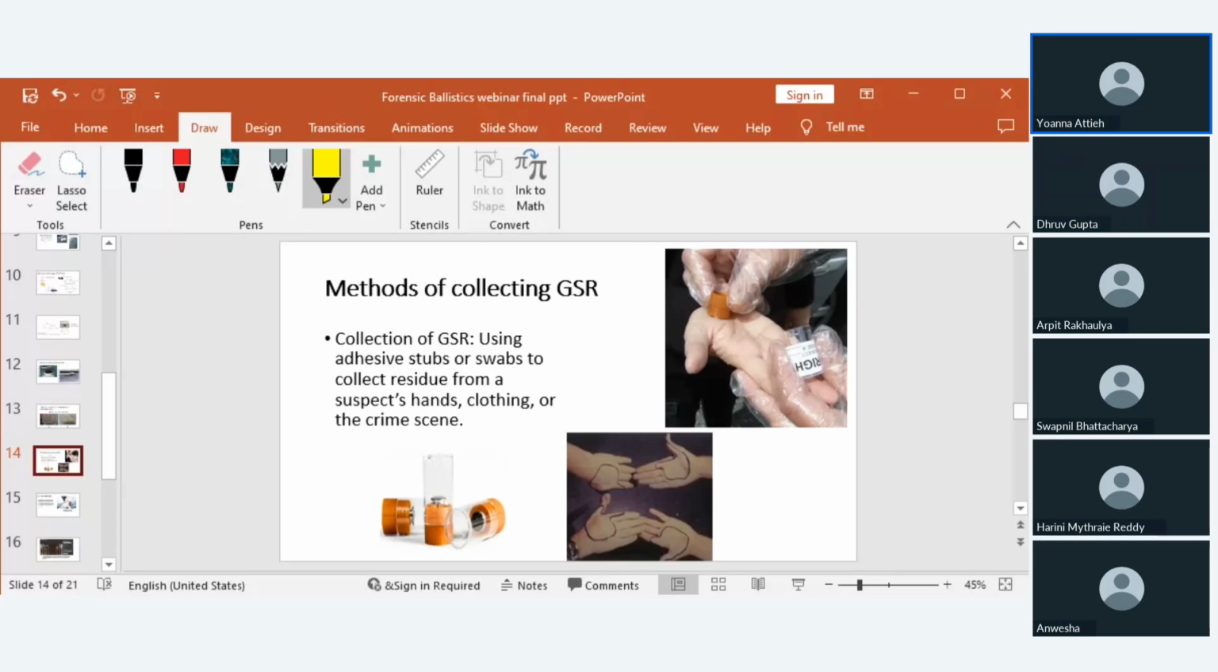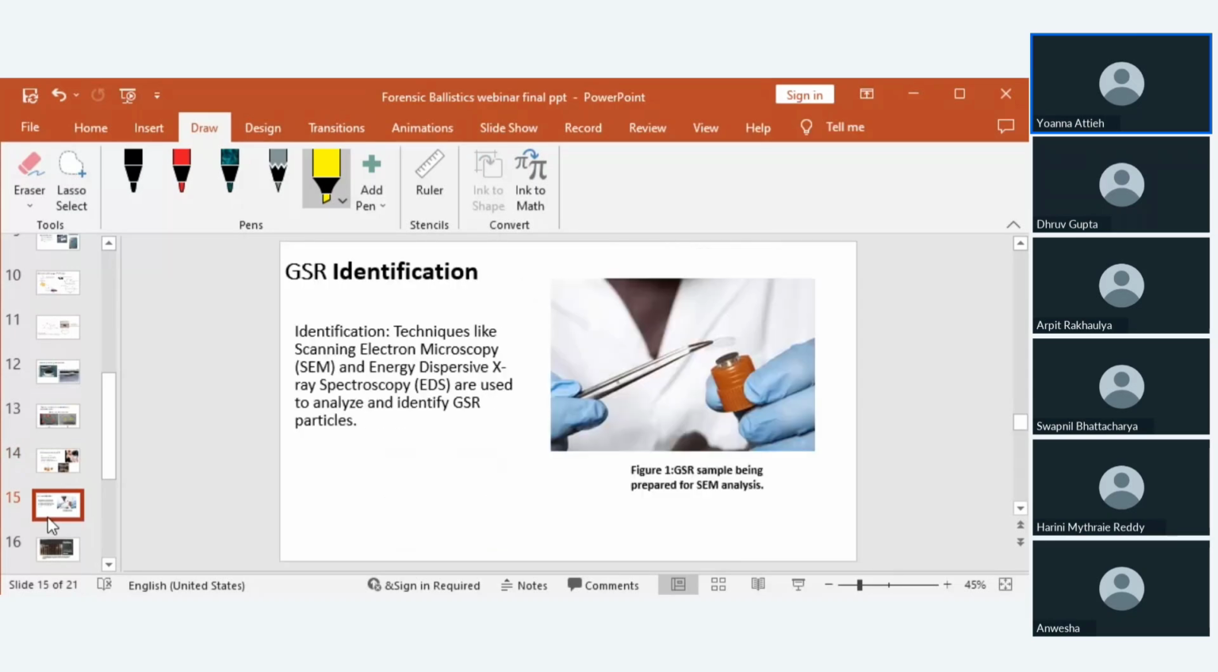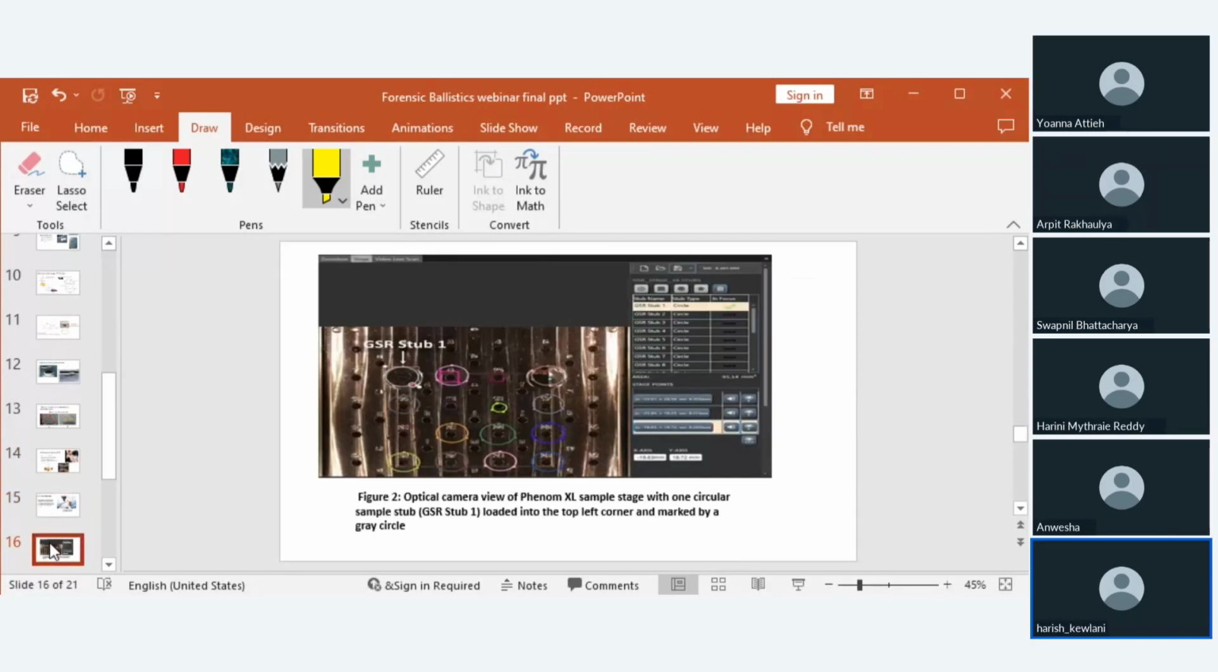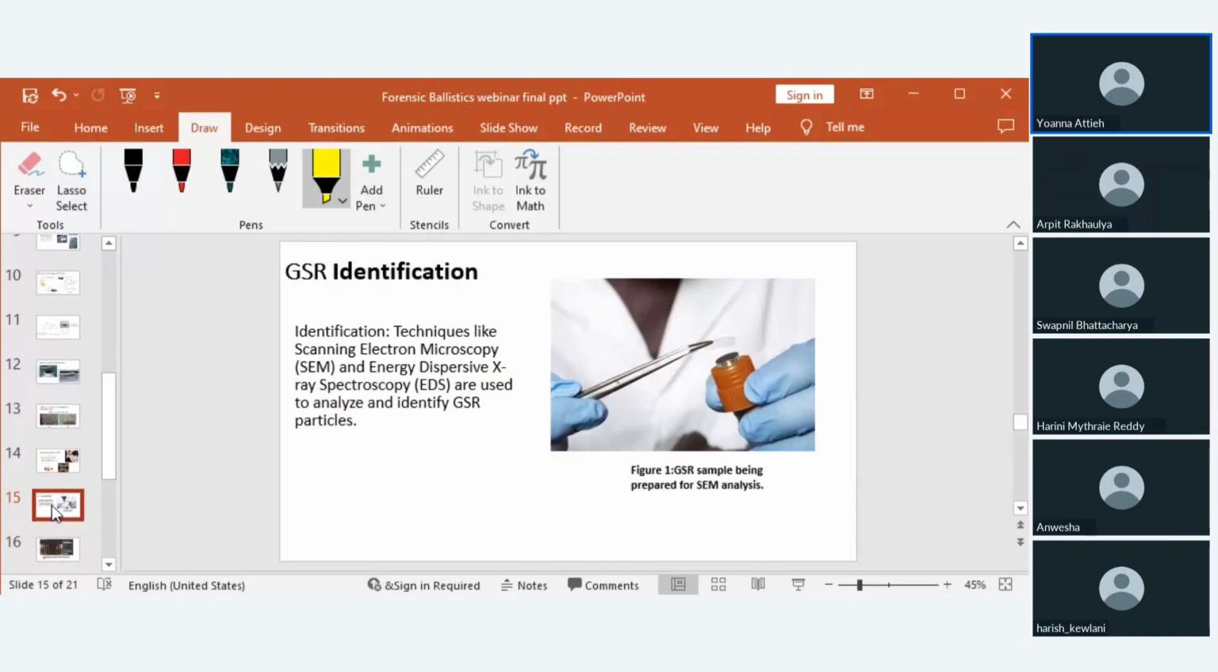So now we're going to dive more into the analysis of the GSR. Okay, are you still able to see the slide number 16? Yes. And 15? Perfect.